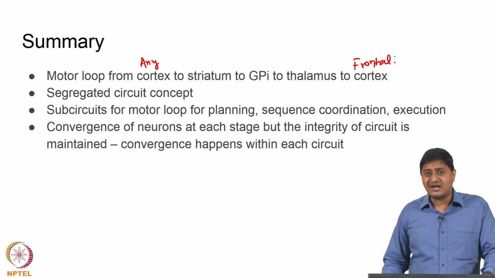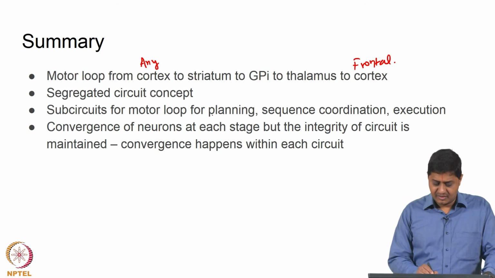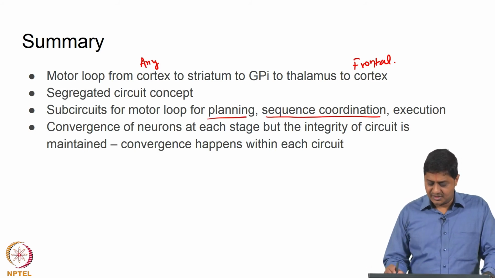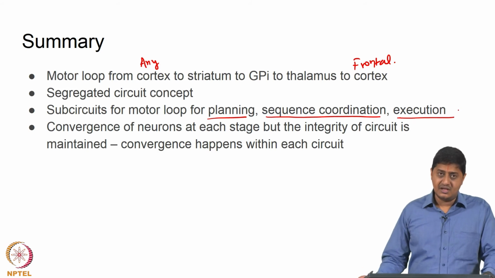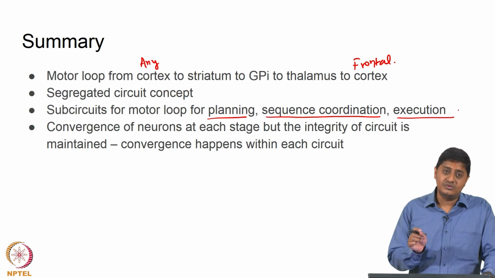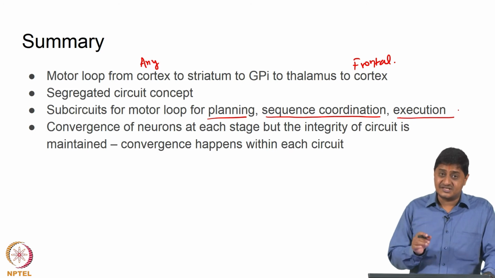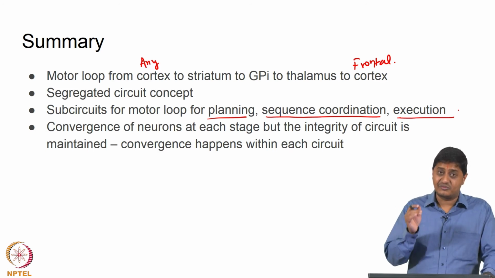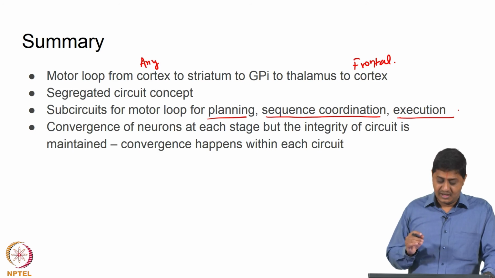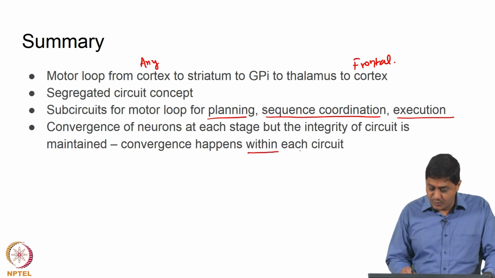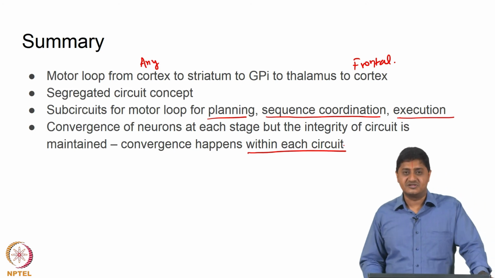There is segregation of input and pathways, and there are separate subcircuits for planning, sequence coordination and execution. There is feedback coming in from the centromedian nuclei of the thalamus back to the striatum. There is convergence from the cortex to the striatum and from the striatum to the pallidum, and convergence happens within each circuit, but not between circuits.